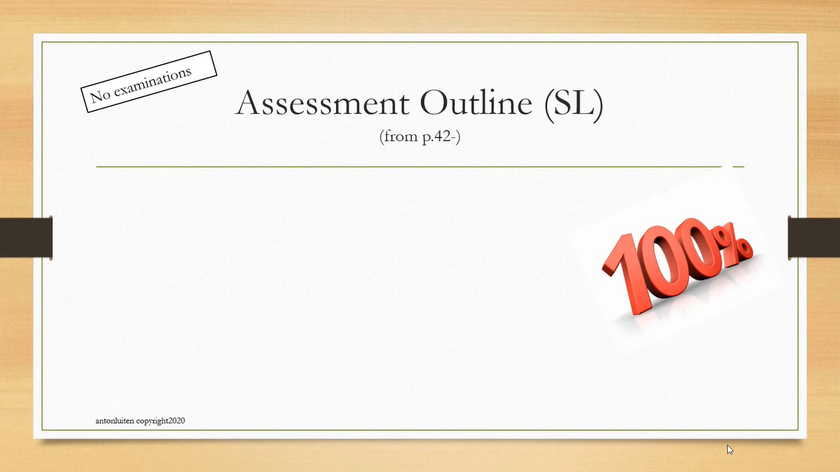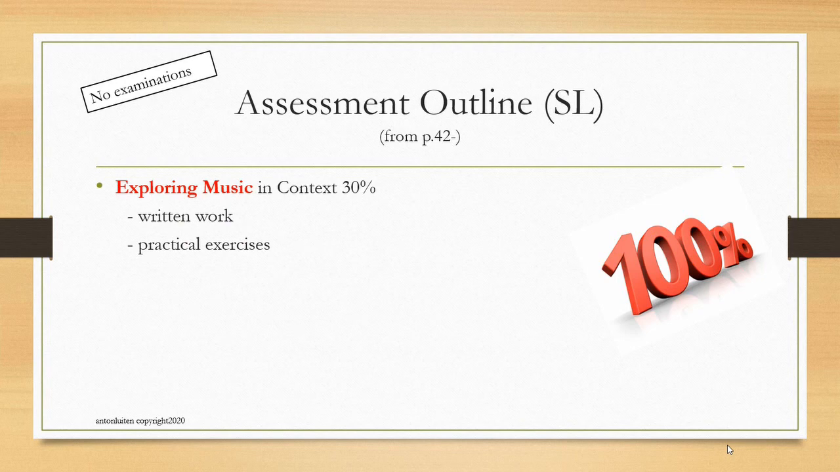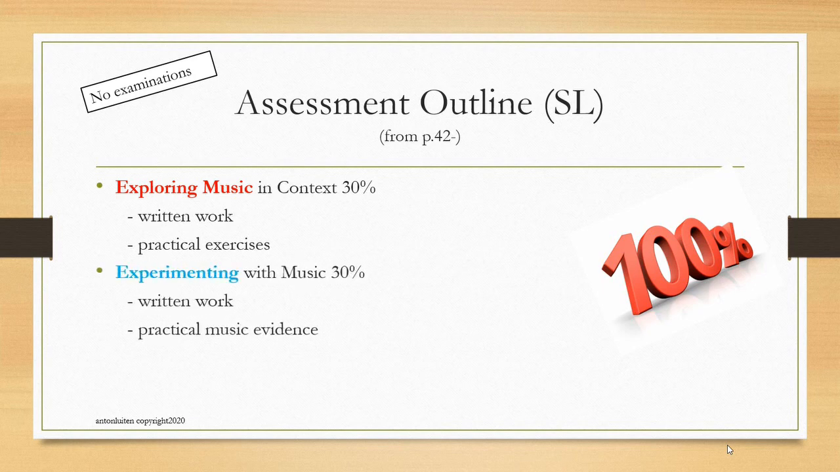And finally, to the assessment weightings. Firstly, for standard level students. Exploring music in context is 30%, which consists of a portfolio submission, maximum of 2,400 words, one creating exercise, and one performance adaptation. Experimenting with music is also 30%, which consists of a written experimentation report, maximum of 1,500 words, 3 excerpts of creating, and 3 excerpts of performing.